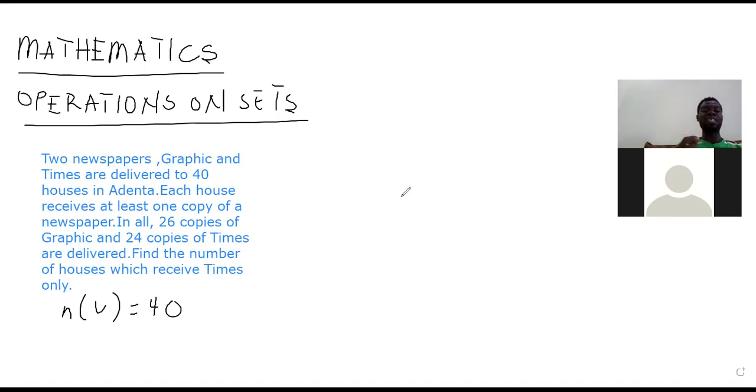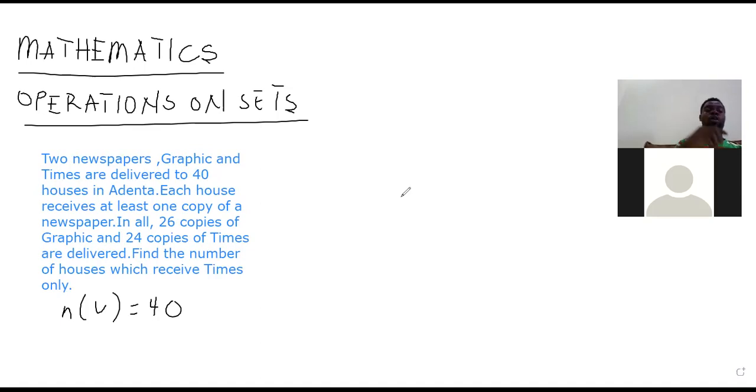And each house receives at least one copy of a newspaper. So with this, it means that we are not going to have the complement. We have the region 4 people, the complement, because each house receives at least one copy of a newspaper. Meaning if that house didn't receive Graphic, the house will receive Times.